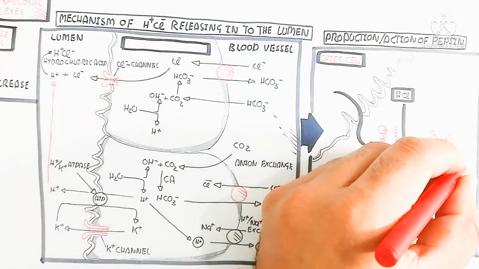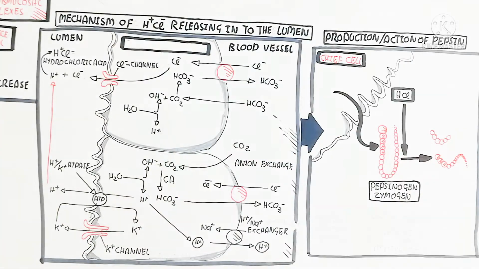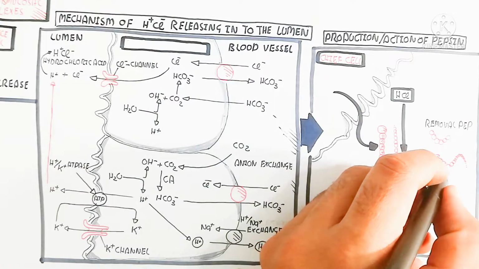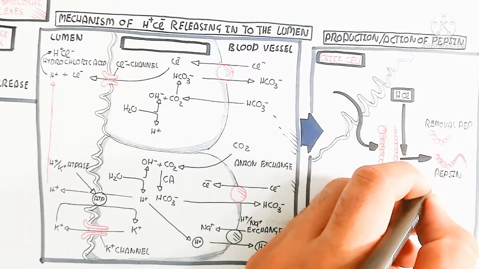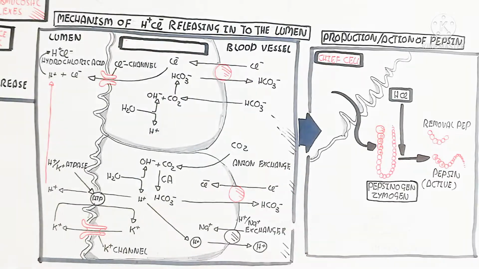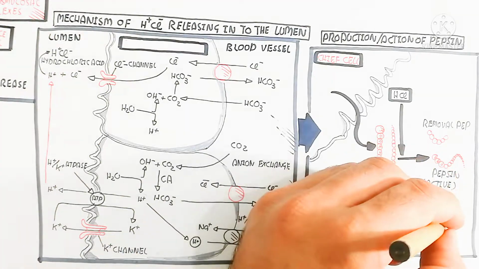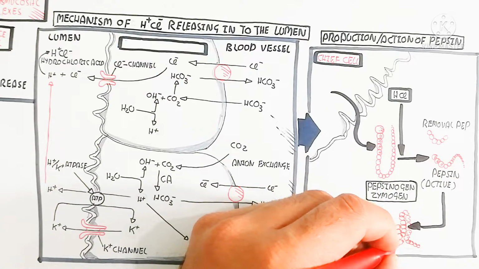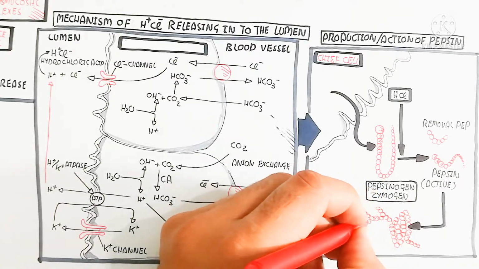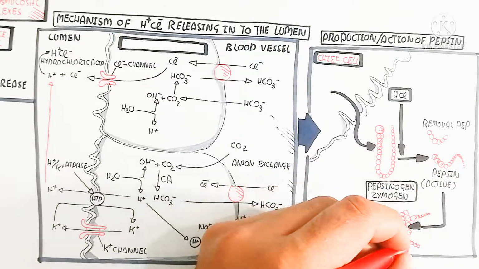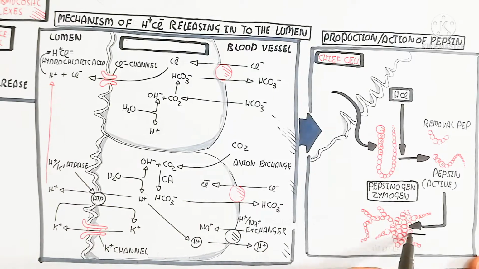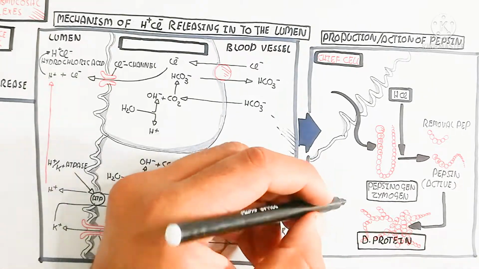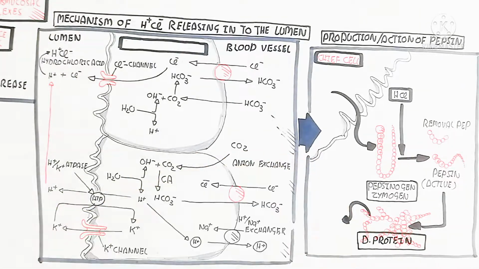So here is the hydrochloric acid, which is produced basically by the chief cell. The pepsinogen will be activated by the hydrochloric acid as a substrate, and this is the removal of the half chain, and the pepsin will be formed. This is the active pepsin, and this leads to digestion of protein.